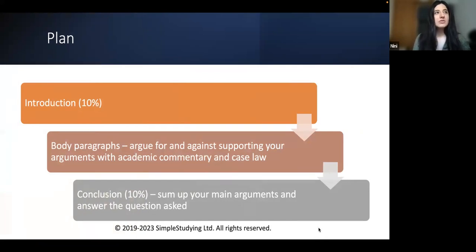The body paragraphs should be about 80%, and you have to put arguments there, argue for and against, supporting your arguments with academic commentary and case law. There is a lot of academic commentary for this area of law, and you should know it by heart if it's an exam of 3 hours. But if you have a 24-hour open book exam, then you don't need to study everything by heart.